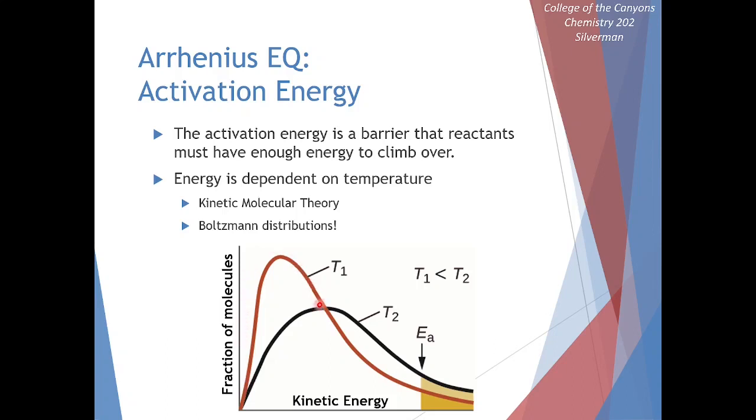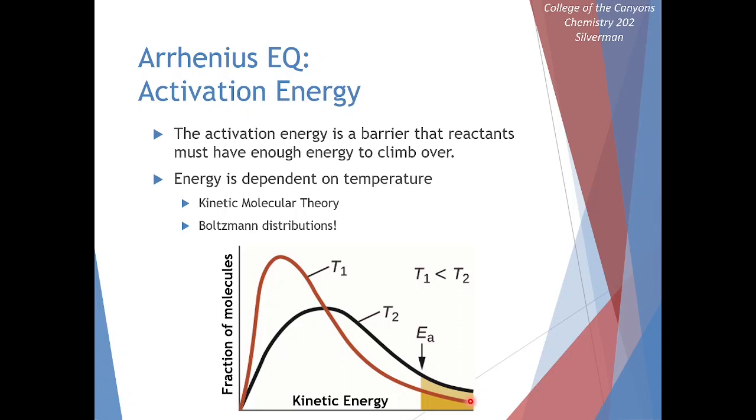This curve up high in red is maybe at some colder temperature, some lower temperature sample of molecules. When we increase the temperature to T2, we shift that distribution to the right and we cause it to be more spread out. Ultimately, we have more energy in our molecules and more of our molecules will climb over that transition state and be able to reach our products.